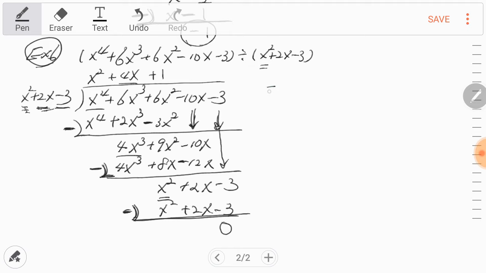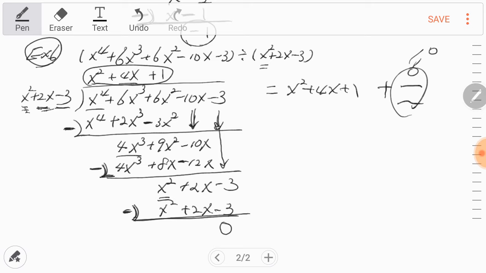So the result is only the quotient, x squared plus 4x plus 1. Because plus 0 over some denominator, this part is equal to 0. So we don't have to write this one. Write only the quotient, because the remainder is 0.